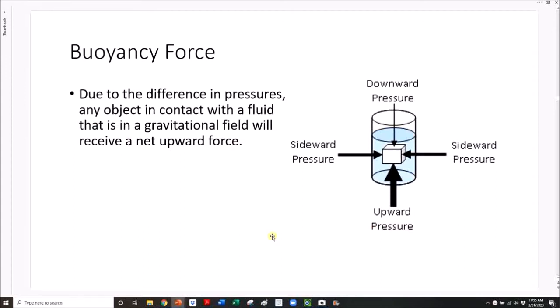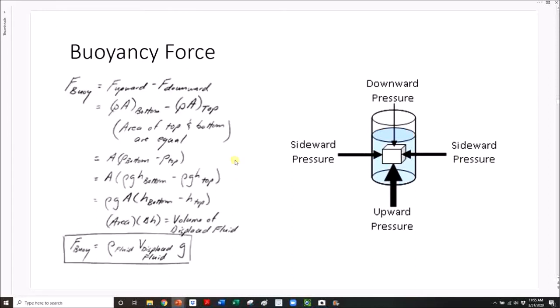Okay, due to the differences in the pressure, because the lower part of the object, whether it be a fish in water or a hot air balloon in air, it doesn't matter, is deeper in the fluid, it's going to get an upward pressure that's greater than the downward pressure on top. Pressures on the sides are going to be the same, because that would be weird. It would violate conservation of energy if it gets pushed side to side. So we get a net upward force. This is called the buoyancy force.